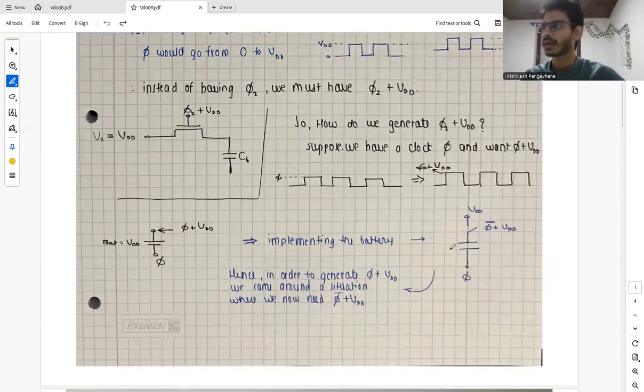And in order to generate phi plus VDD, we again need a switch, and that switch needs to be operated with phi bar plus VDD. So again, we are revolving around the same problem. Hence, in order to generate phi plus VDD, we come to a situation where we now need phi bar plus VDD.